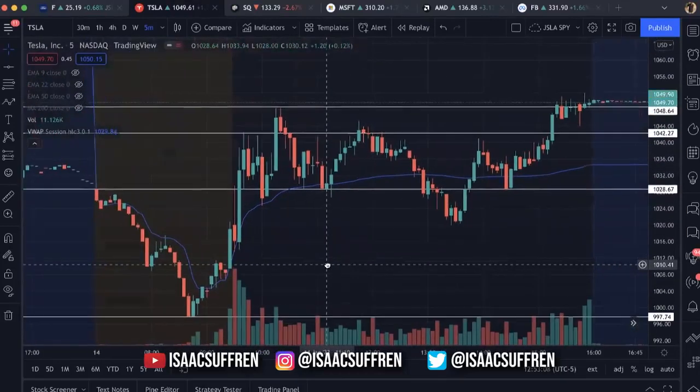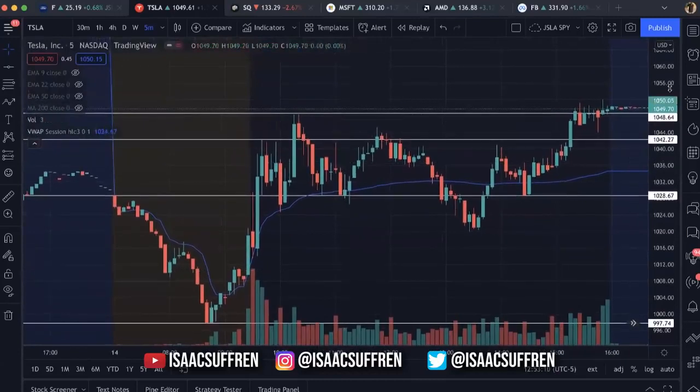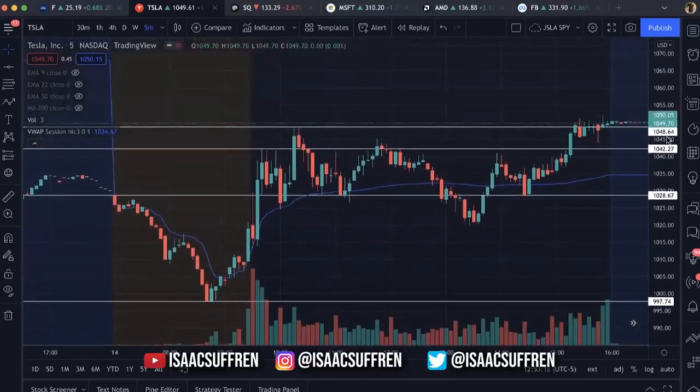This was a relatively easy play, especially when you have the VWAP and the pre-market levels working for each other. This is a very, very easy play. You got that move up, retest, boom, retest, take profit, retest, take profit. Okay, now let's move on.